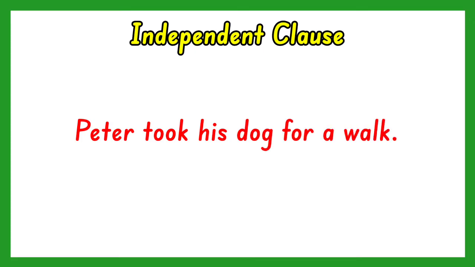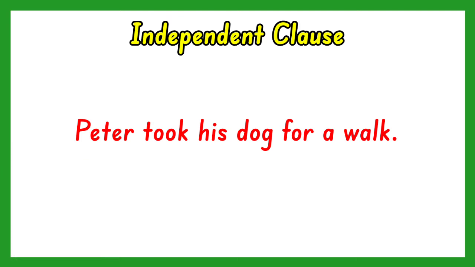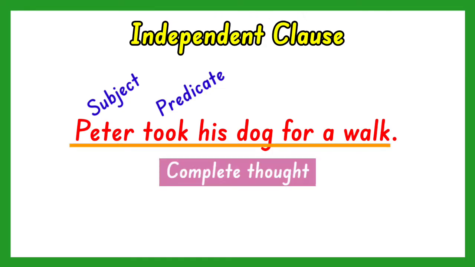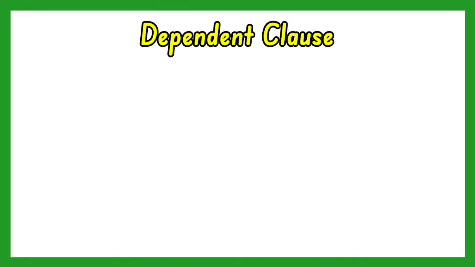Peter took his dog for a walk. Why is this an independent clause? First of all, it has a subject, which is Peter, and a predicate, which is took. And as you can notice, it already has a complete thought. It can already stand on its own as a simple sentence, even without adding more information to it. Right? Now let us have the other type of clause, the dependent clause.